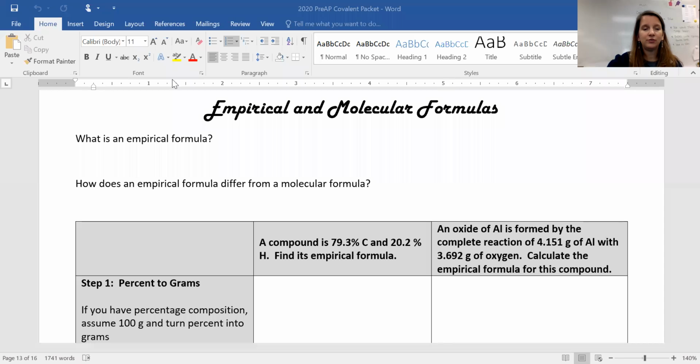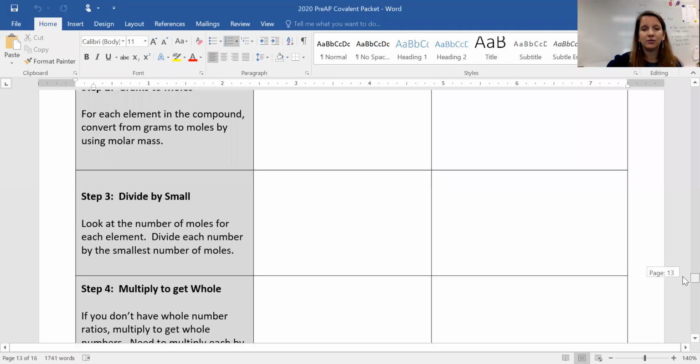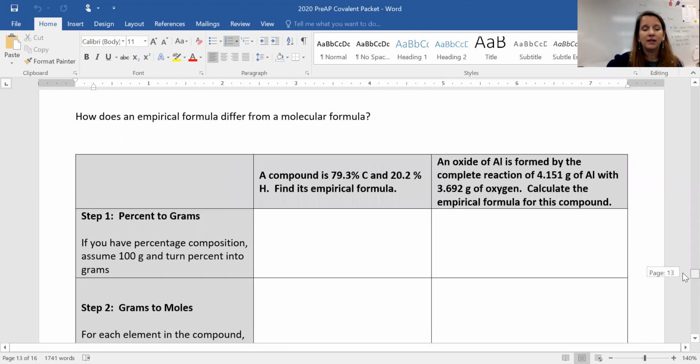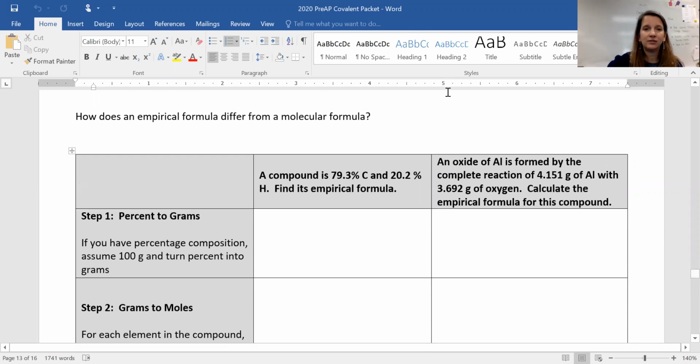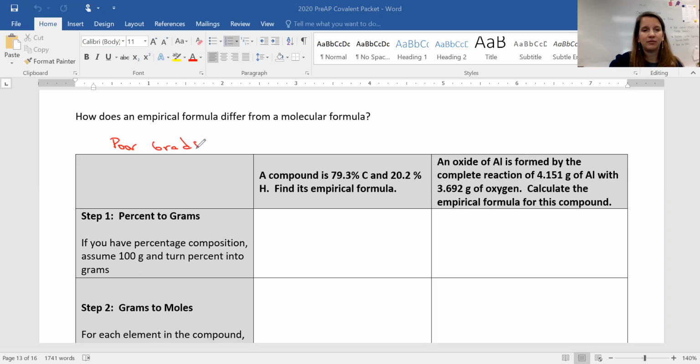So we can actually use data to calculate the empirical formulas. Okay? It's a little step here. And there's a little saying that we use to help us to remember what our steps are, and it's poor grades. You can write this wherever. Poor grades make dad mad.